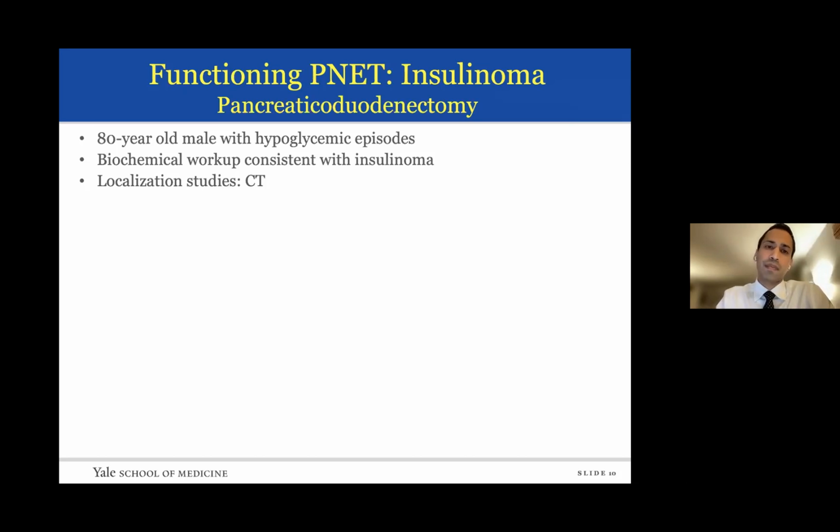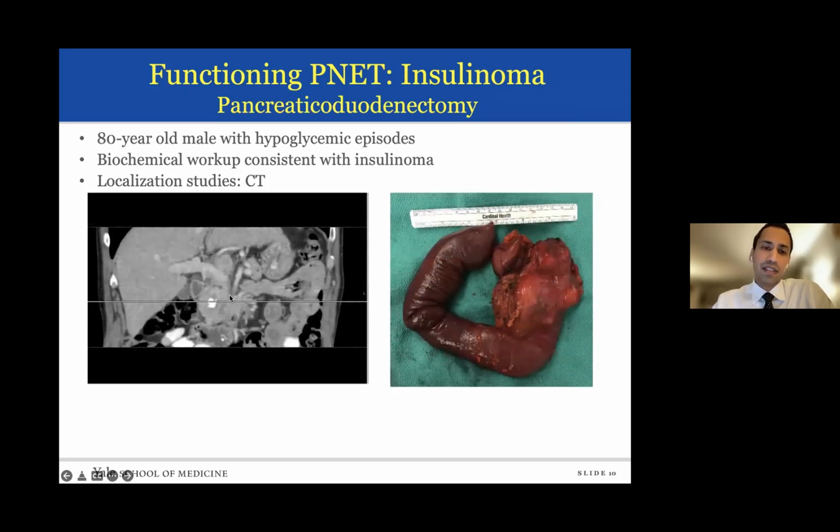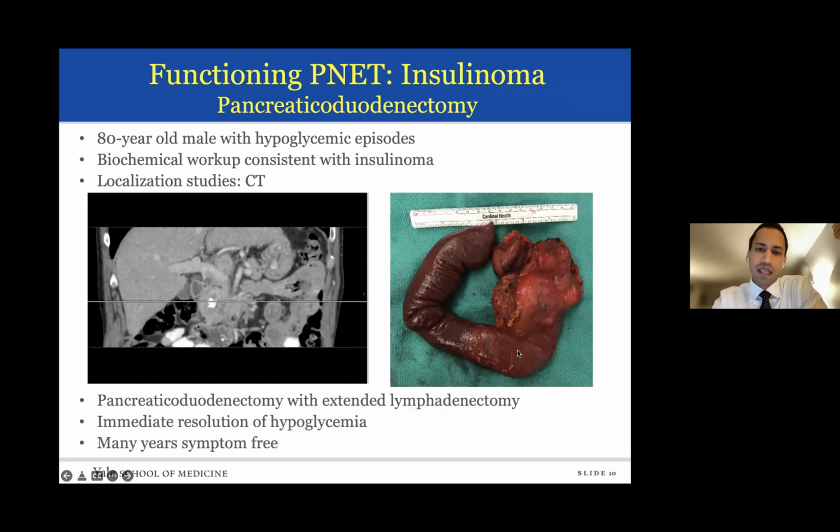After the biochemical workup, we proceeded with the localization studies to identify where this tumor is located. In this patient, these are the frontal images, and there's a hyperenhancing mass in the head of the pancreas, which is seen. That is sometimes the look of how a neuroendocrine tumor shows up on cross-sectional imaging. We performed a pancreaticoduodenectomy with an extended lymphadenectomy on this patient. The specimen is seen on the right. Interestingly, immediately the patient's hypoglycemic episodes were completely resolved, which provided this gentleman with many, many years of symptom-free life.